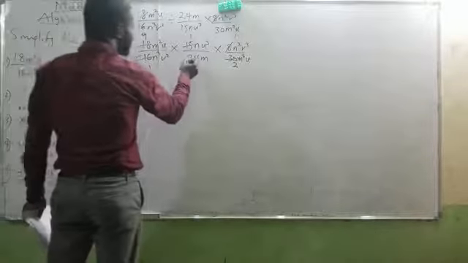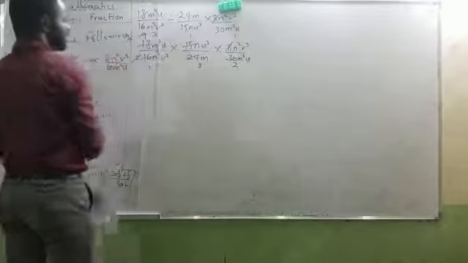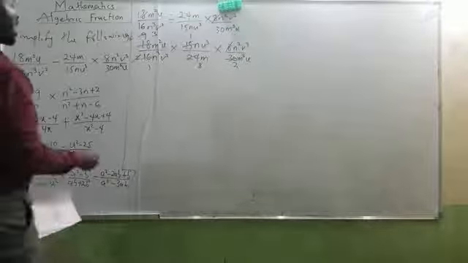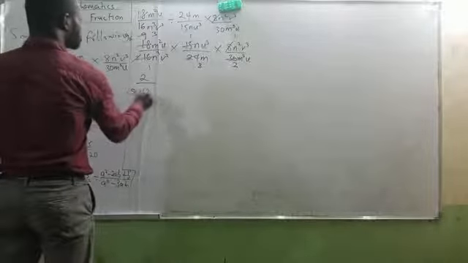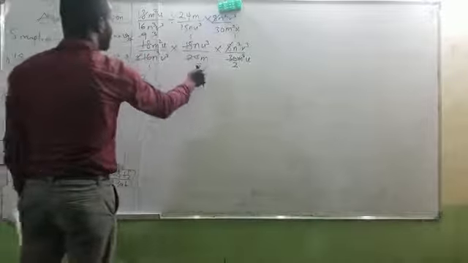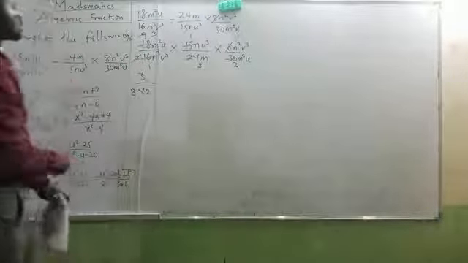Here we have 8, here we have 3. Now I'll be having 3 divided by 8 times 2. Sorry, 3 divided by 8 times 2.